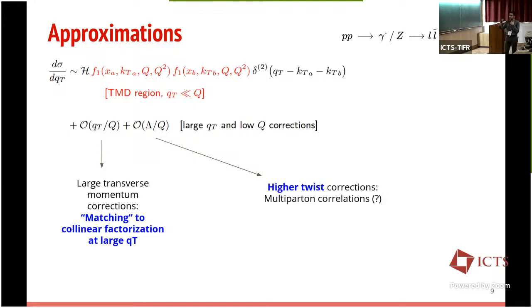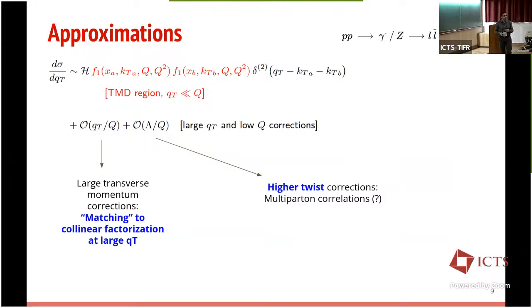The other corrections instead are related to higher twists in general. They could be the higher twist distributions that we discussed yesterday. They could be multi-parton correlations. They could be other things as well. So this is more difficult to keep under control. It's more difficult to address, I would say.